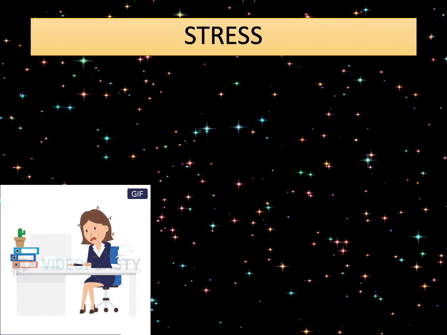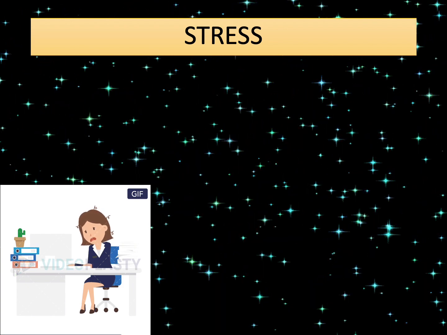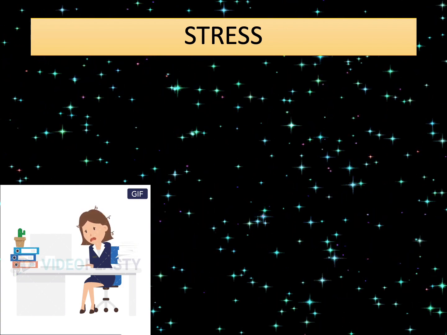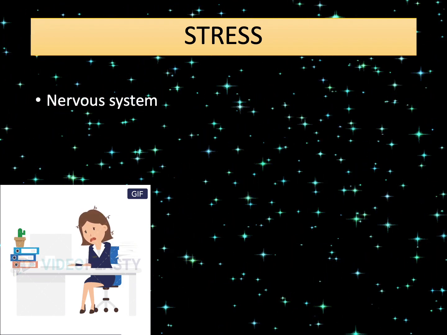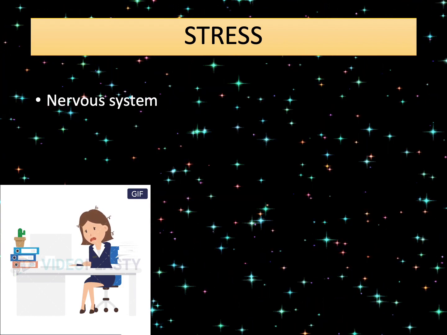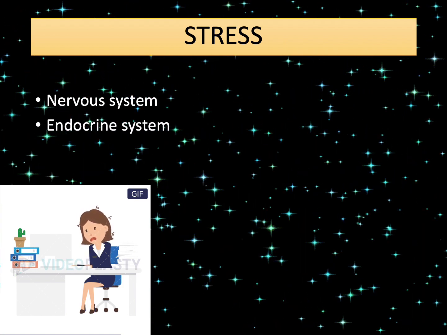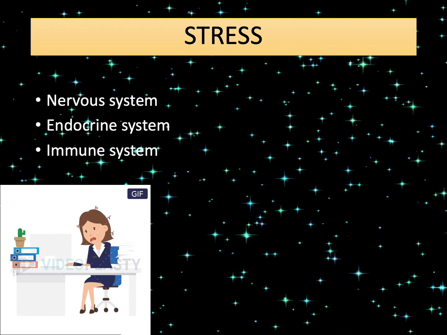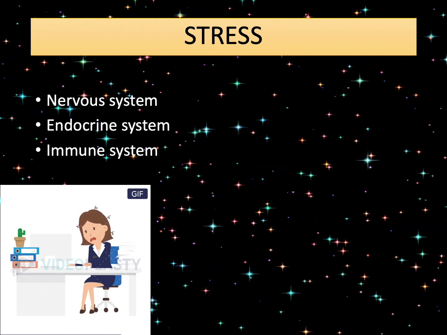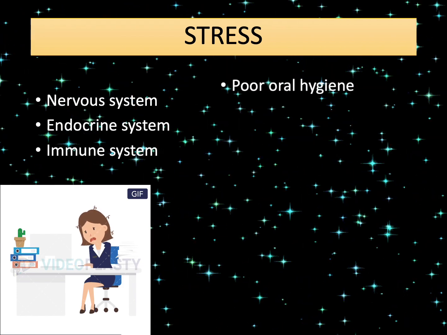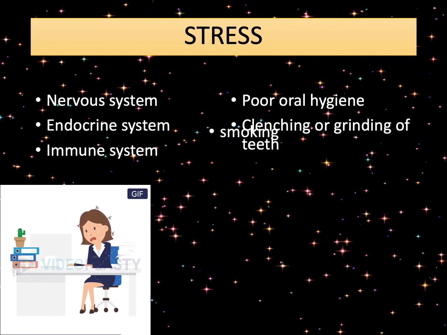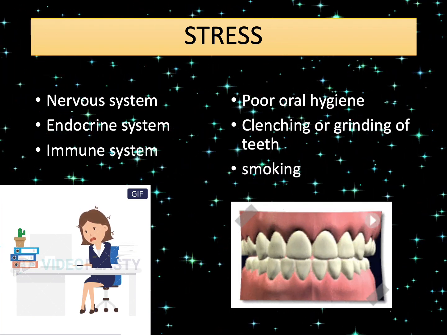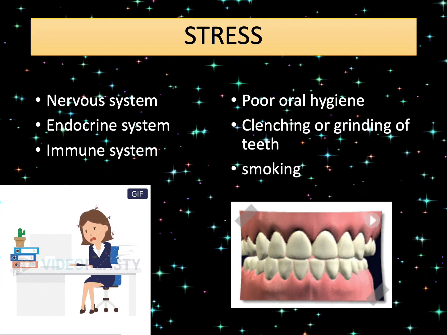Here is the final segment of our class, the effect of stress on the periodontium. Stress and psychosomatic disorders impact periodontal health through changes in the individual's behavior and through complex interactions among nervous, endocrine, and immune systems. Individuals under stress may have poor oral hygiene, clenching or grinding of teeth, and may smoke frequently.